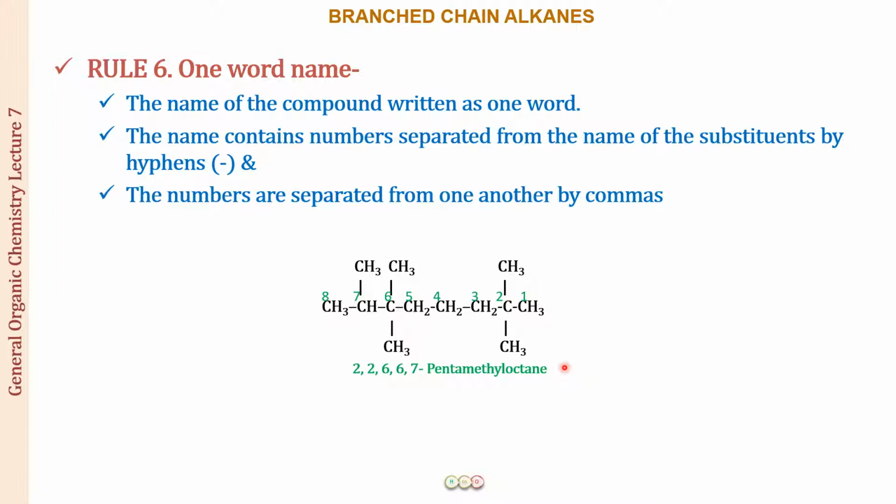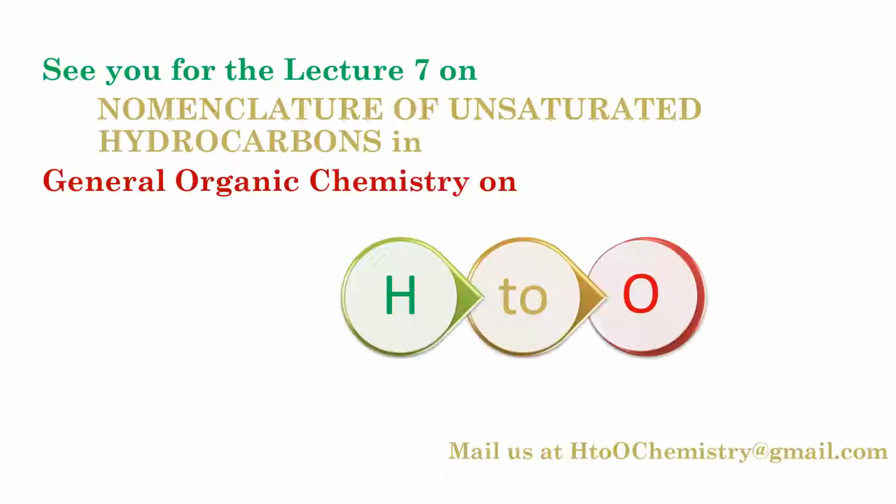If there are similar alkyl groups present, you will be using prefixes like di, tri, and so on, and then you will be numbering each of the substituents. Between the numbers, you are going to put commas. Between the name, there are going to be no gaps, and the numbers and the name will be separated by the hyphen, right? I hope this is clear. So that would be all for this lecture.